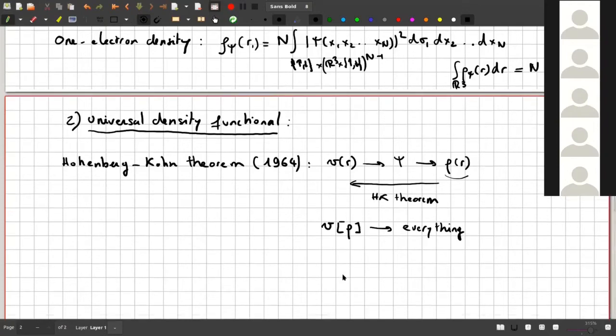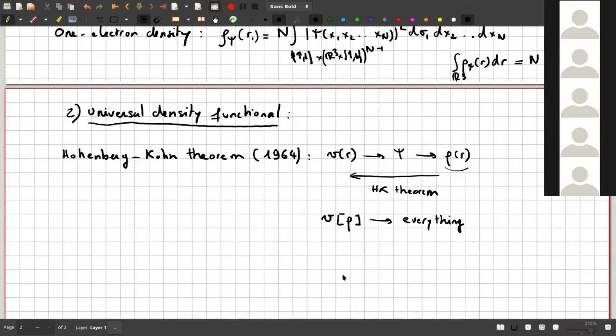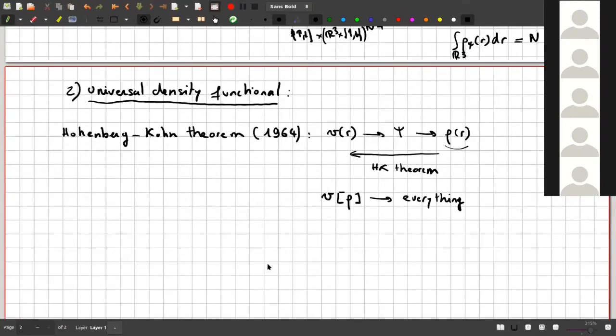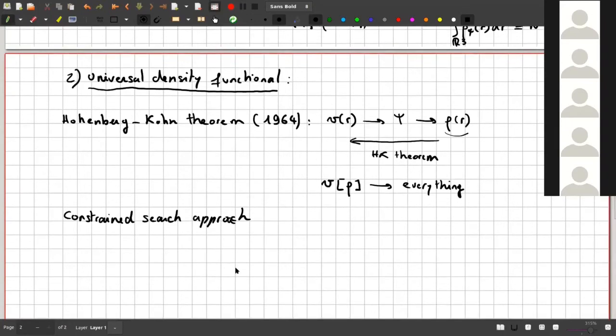Okay. So now I will not show you the original proof of the theorem, but rather I will give you a more modern approach, which is equivalent to this theorem, the so-called constrained search approach to DFT. So let's talk about that. Constrained search approach to DFT. And I will use that to define what is known as the Levy-Lieb density functional.